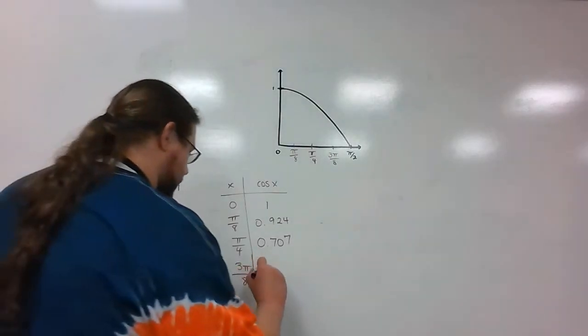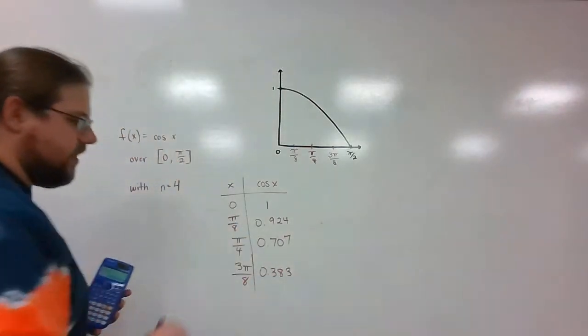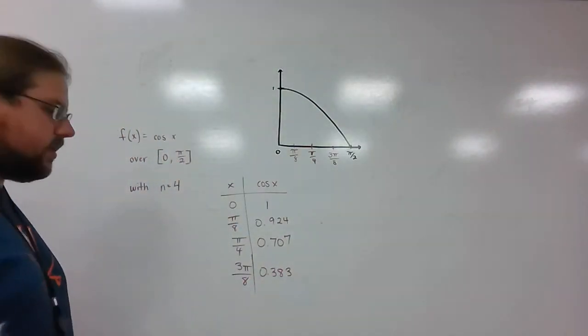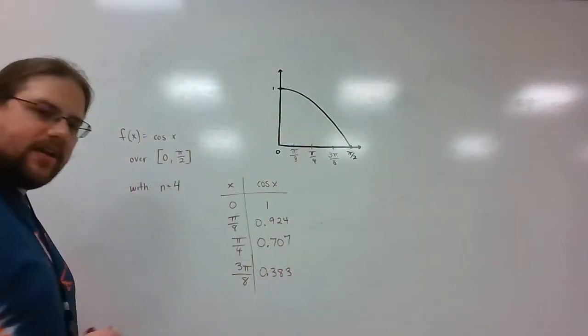And again, round off at 3 decimal places of 0.38. And then that's 2/6, so I'm going to round that up to 0.383. Now, I'm going to go back to trying to find my Riemann sum.